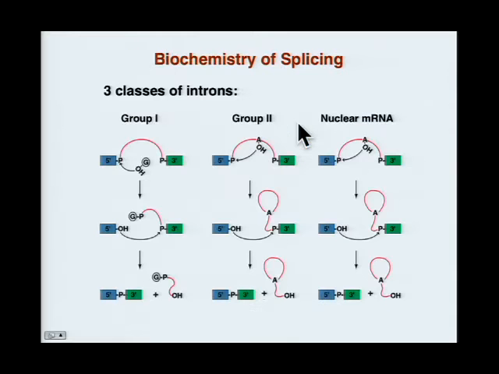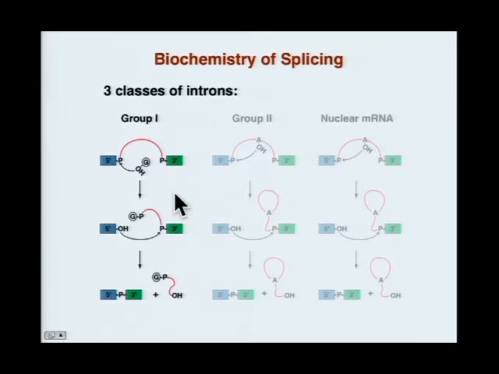Okay? Okay, so how are we going to do this? So I put on the sideboard this overview slide. There's actually four mechanisms. So we're going to cover these in order. So group 1, group 2, and nuclear mRNA splicing. And in group 1 and group 2 splicing, these are catalyzed by RNA molecules themselves. So RNA catalysis, it's actually ribozymes. Okay, and so this is the overview, and we'll come back to this throughout this section of the lecture. So let's start with group 1 introns.